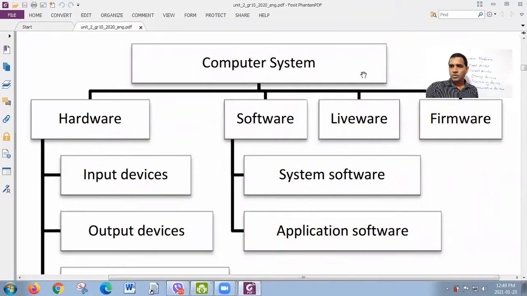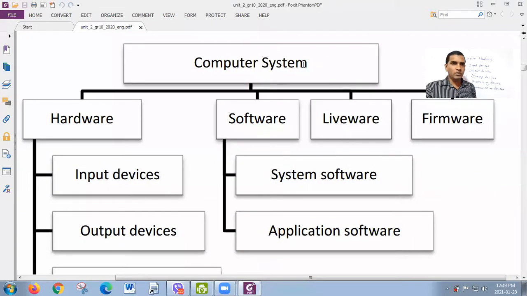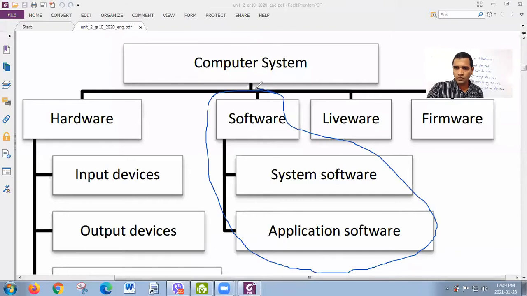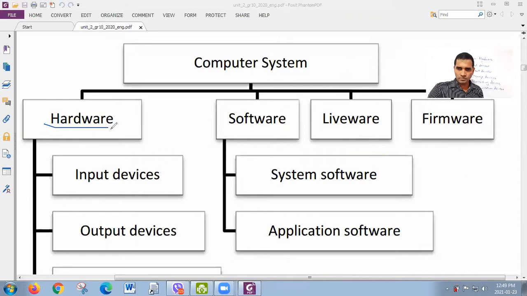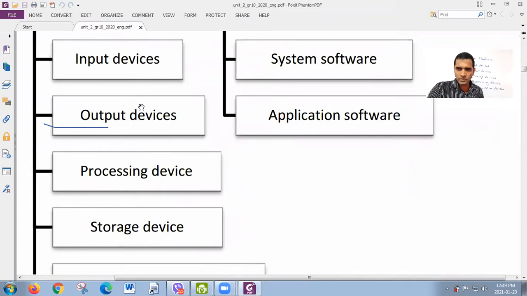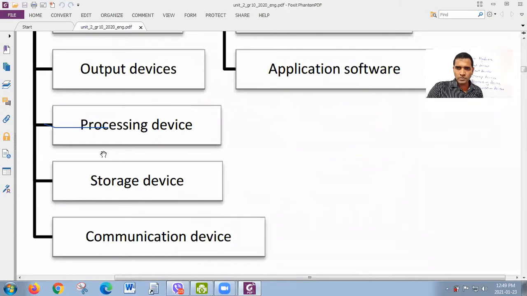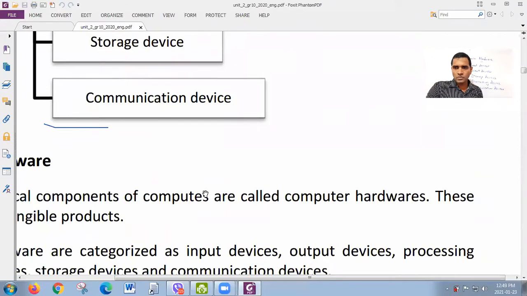Right, this is the one which I talked about. A computer system is divided into 4 components: hardware, software, liveware, firmware. You don't need to worry about this part, right? We will discuss the types of software later. That is not important now. Right, look at the hardware section. So hardware is divided into 5: input devices, output devices, processing device, storage devices, and communication devices. Okay, right.